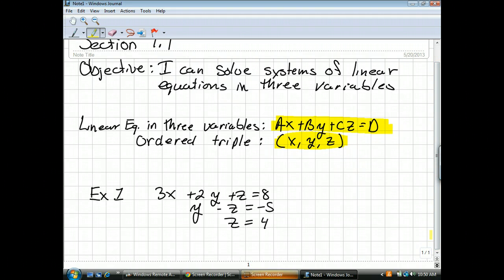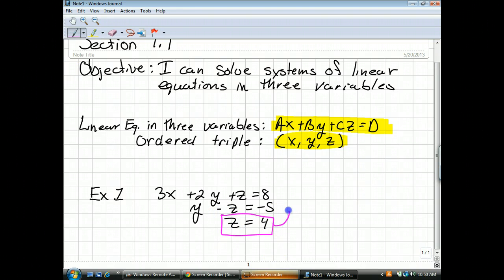Example 1 here is an example of a system of equations in 3 variables. And we say that this is a triangular system because notice that it looks kind of like a triangle. When the system is in this form, we can solve it very easily because we work backwards, since we know that z equals 4.